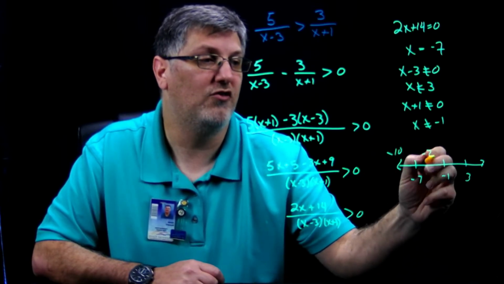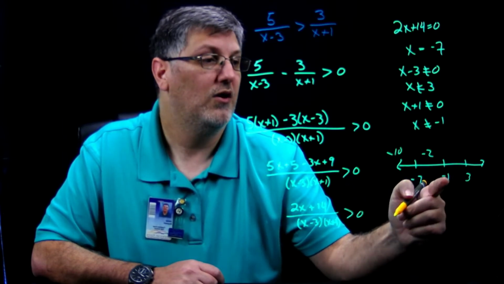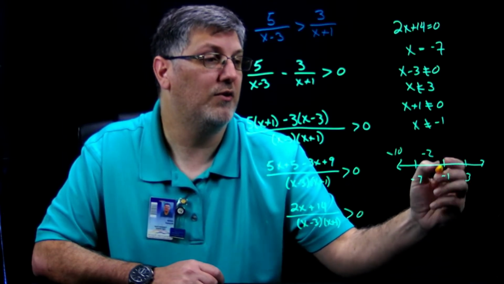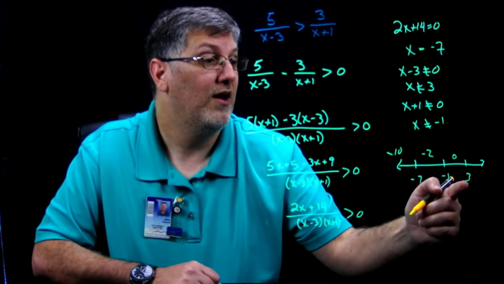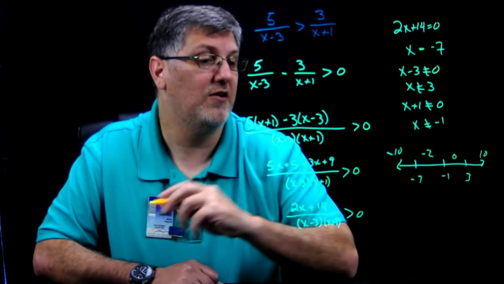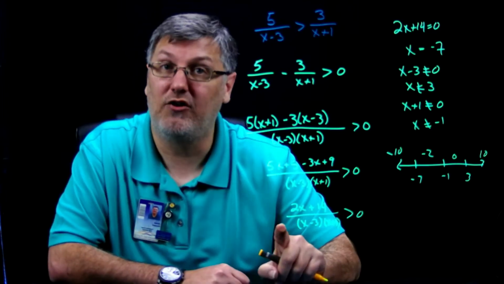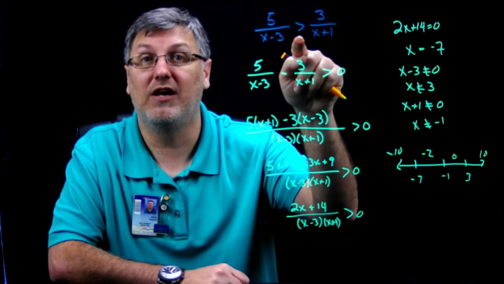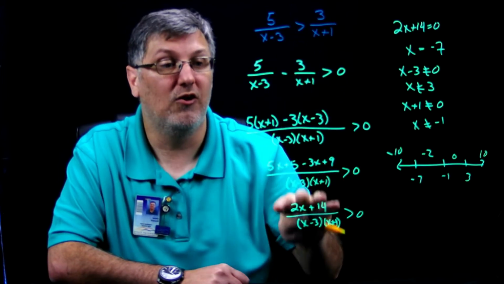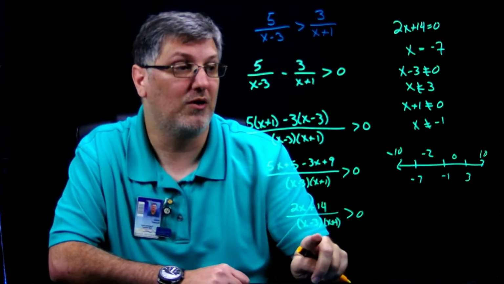Between negative 7 and negative 1, I'm going to pick negative 2. It's pretty easy to do math with. Between negative 1 and 3, clearly 0's in there, so I'm picking 0. That's super easy to do math with. And then for a number bigger than 3, I always like 10. And now I trust my algebra. You can always go back to any step. I would recommend you start with your original step if you don't trust your algebra. But I trust my algebra, so I'm going to come down here.